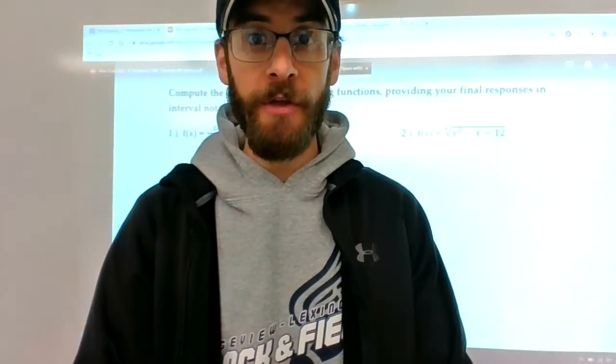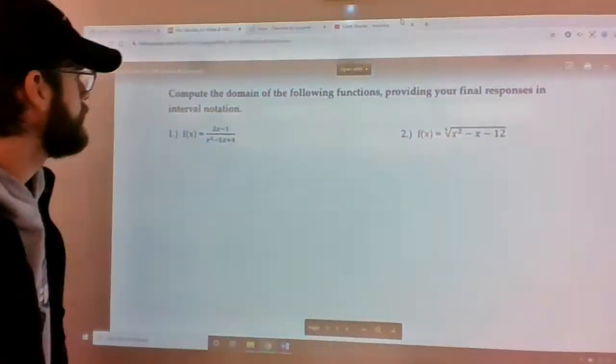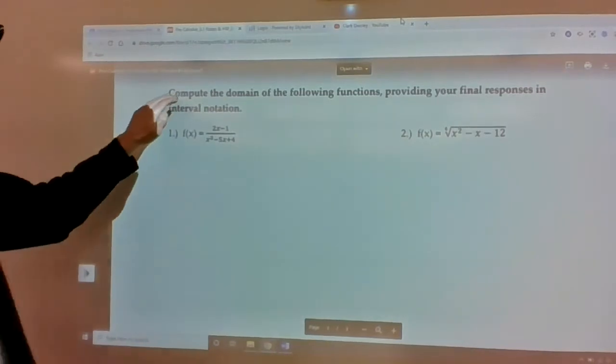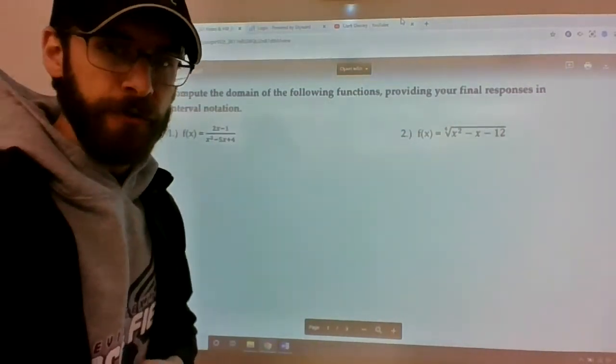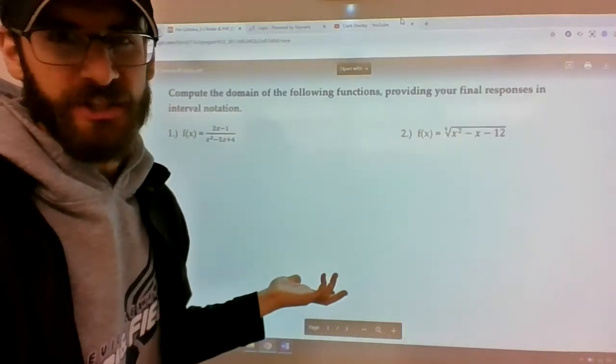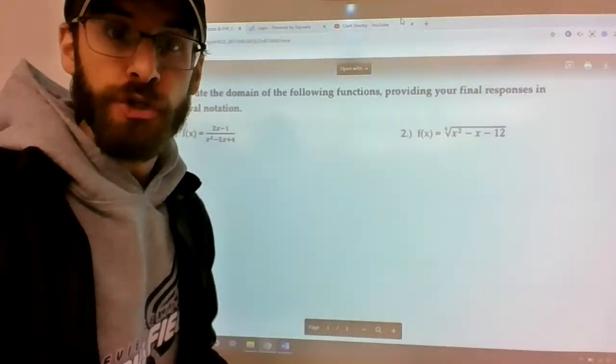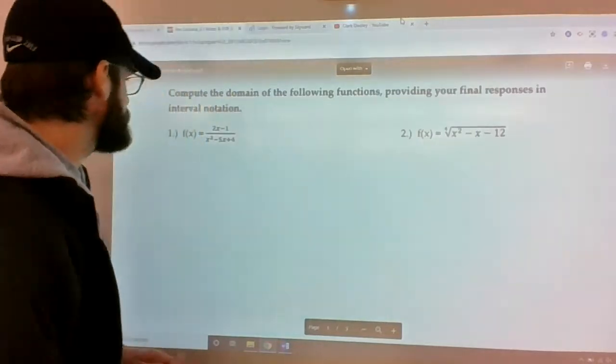All right, guys, let's work our way through some of these examples. So we have been ordered to compute the domain for the following functions and provide our final responses in interval notation. So no, x is less than 2. That would be negative infinity to 2 with parentheses.